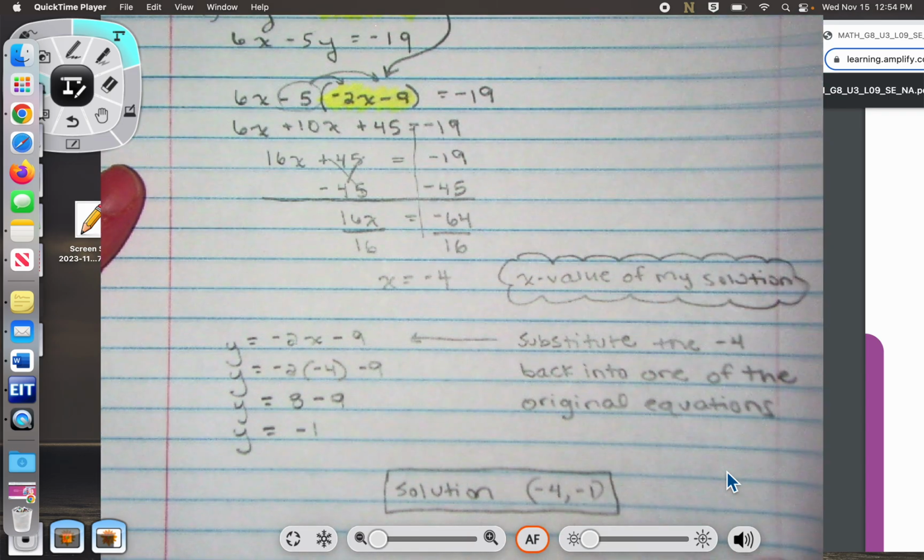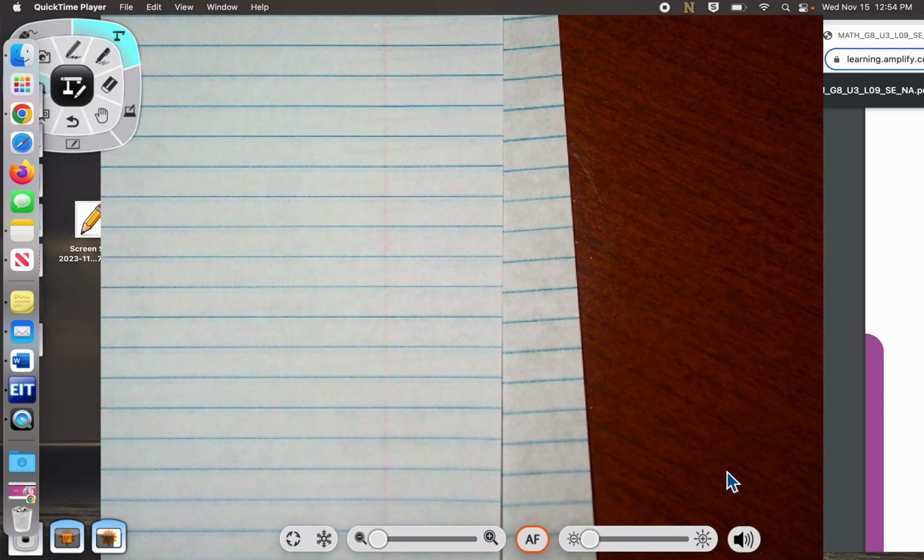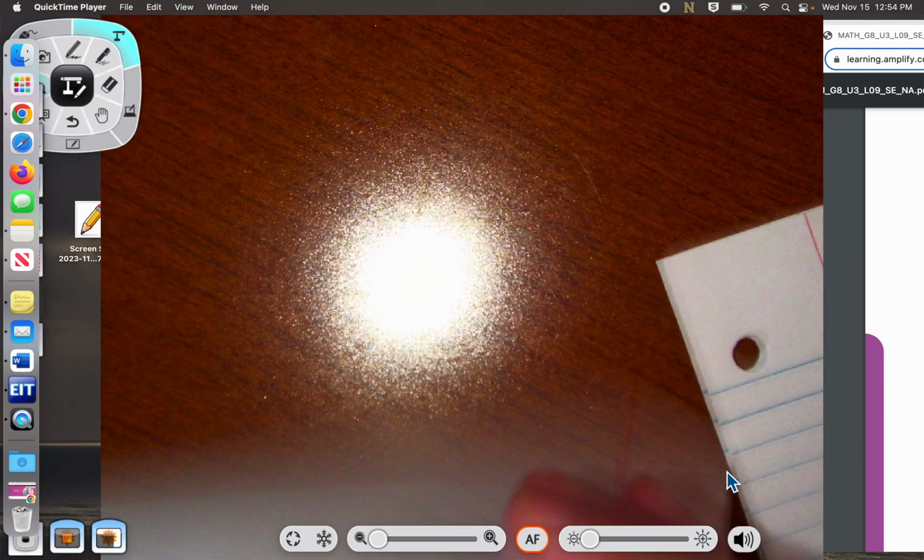Okay, I'm going to go on to my second page. This next one's going to take up some room as well, so I would suggest you go on to the second page.